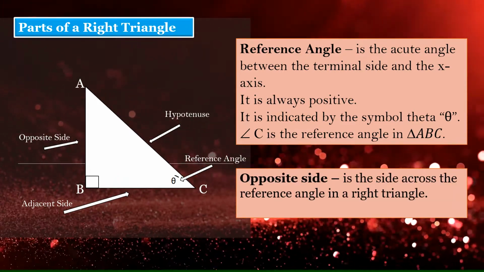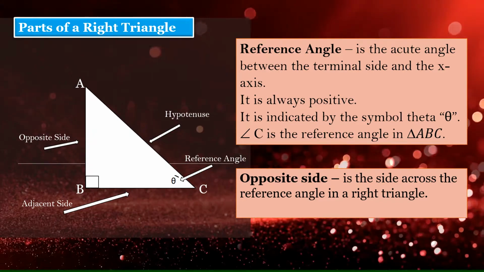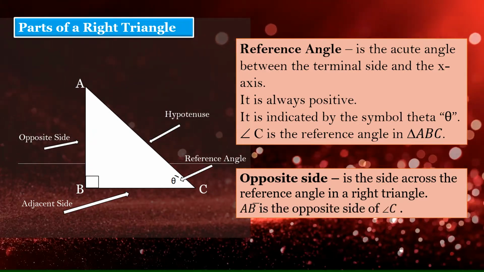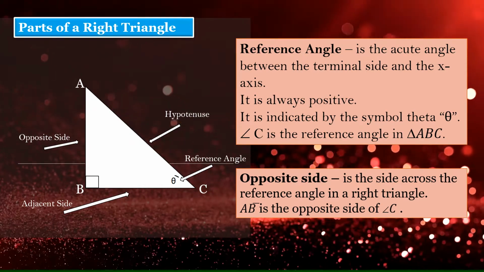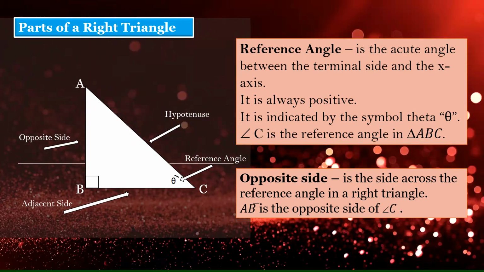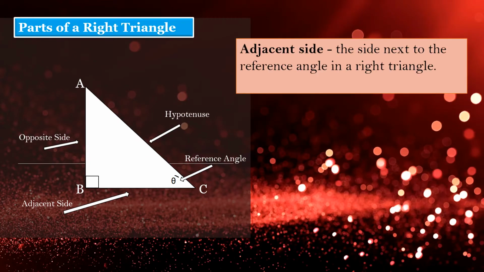Next is the opposite side. It is the side across the reference angle in a right triangle. Segment AB is the opposite side of angle C. Next is the adjacent side, the side next to the reference angle in a right triangle. Segment BC is the adjacent side in triangle ABC.